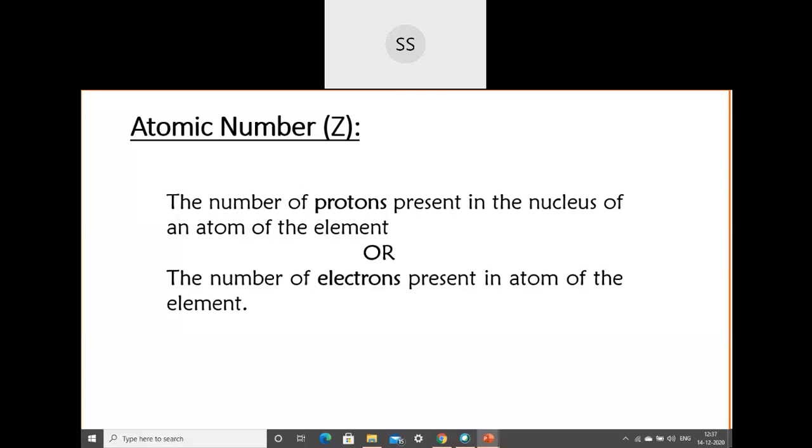You know what is atomic number? It is the number of protons present in the nucleus of the atom, or the number of electrons. When you are writing electrons, don't write nucleus, because electrons are present in the extranuclear region. You can write either definition if they ask what is atomic number. Atomic number is denoted by the symbol Z. It is either the number of protons or the number of electrons. If you are writing protons, you write in the nucleus, and electrons are present in the extranuclear region.